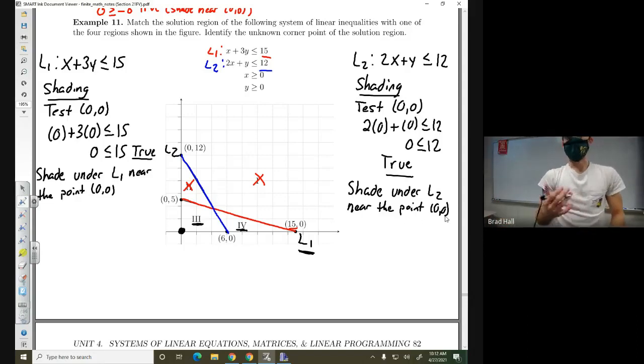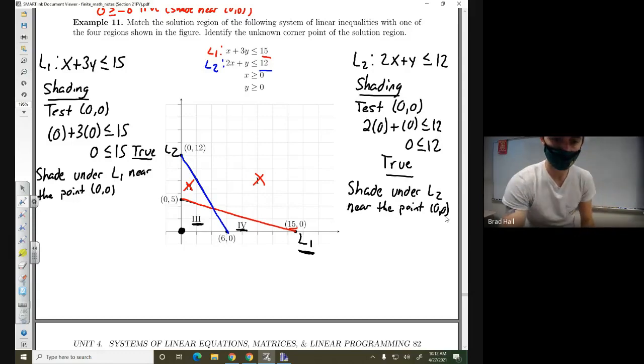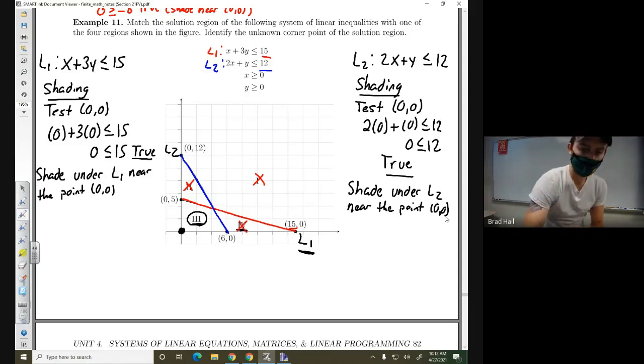So the two regions that are, I guess, technically under or to the left of the blue line, that would be 2 and 3. But we already marked out 2, so it's got to be 3. So it has to be 3. That means 4 would be out because 4 is not under the blue line. This means that region 3 would be the correct region here. Region 3.